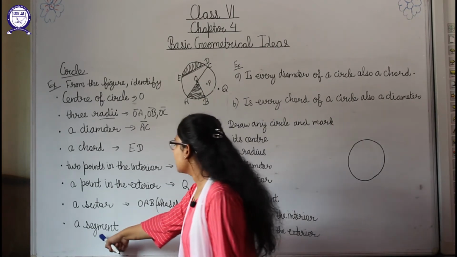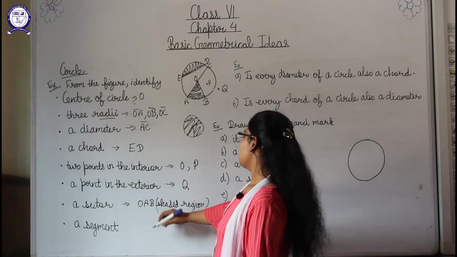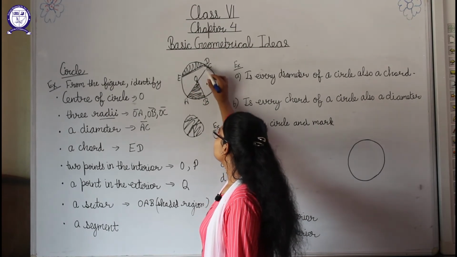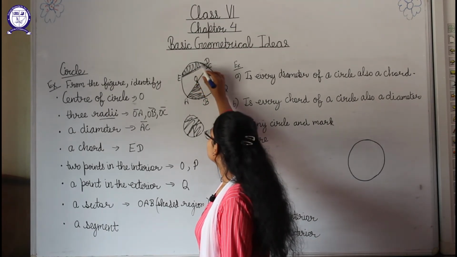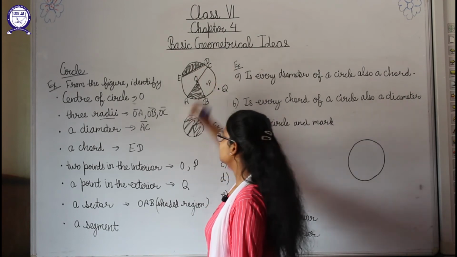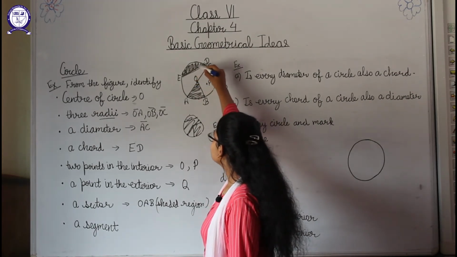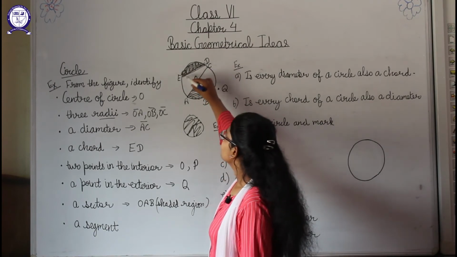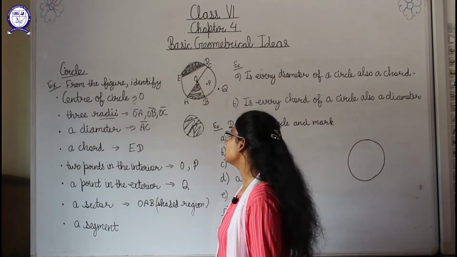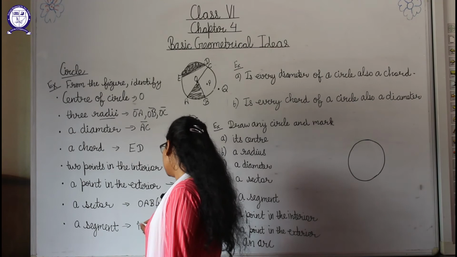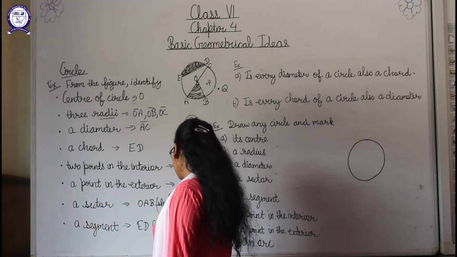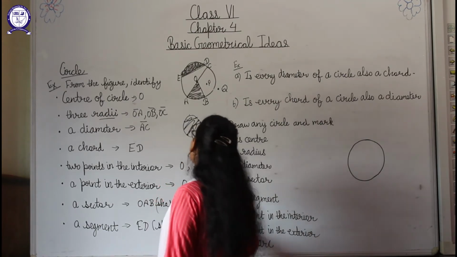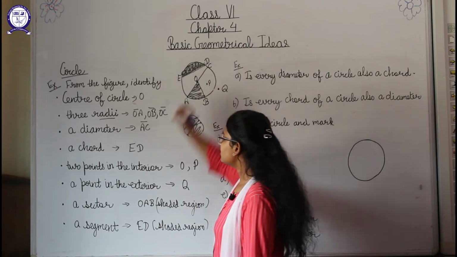Okay, now a segment. What is the segment, student? The area which includes one of the chord and any arc of the circle, and the area between this is segment. So this shaded portion is segment as it is covered with ED and this arc of circle. So this area is segment. So we will write that ED and the shaded portion, or you can write shaded region of ED, this one. So this is a segment.